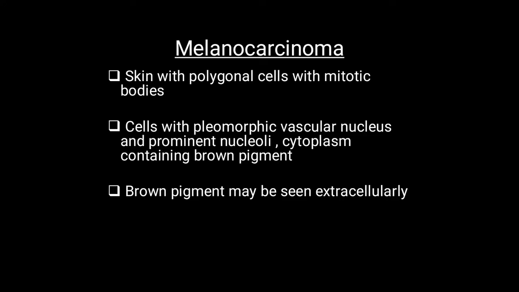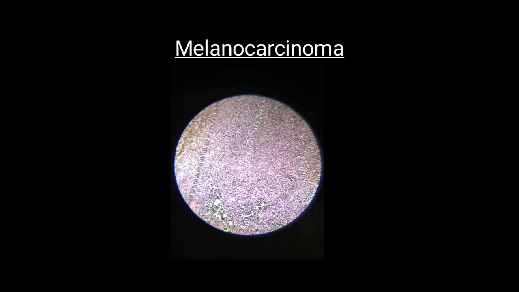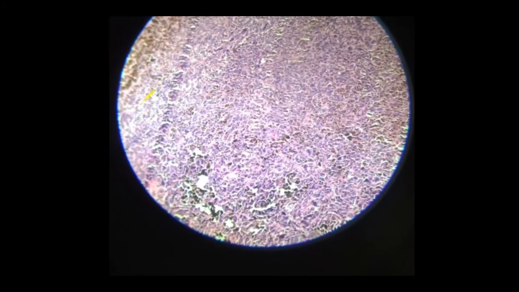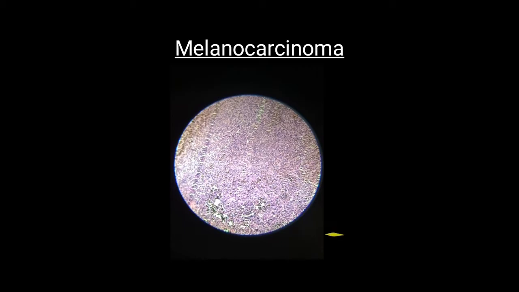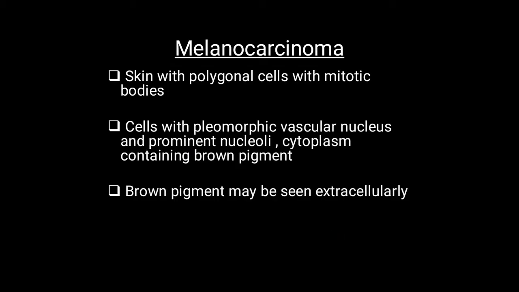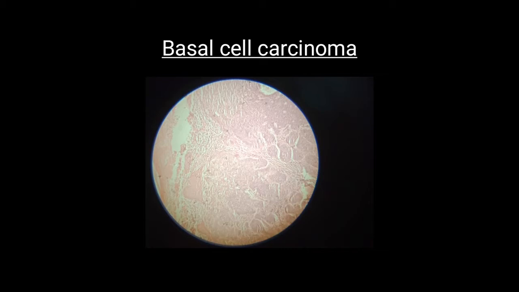In the section you can see the skin with polygonal cells with mitotic bodies. Characteristic features of the neoplastic cells: cells with pleomorphic vesicular nucleus and prominent nucleoli. Cytoplasm containing brown pigment, and brown pigment may be seen extracellularly. Here you can easily see the brown pigmentation which occurs intra as well as extracellularly. That's all about melanocarcinoma. And next is basal cell carcinoma.